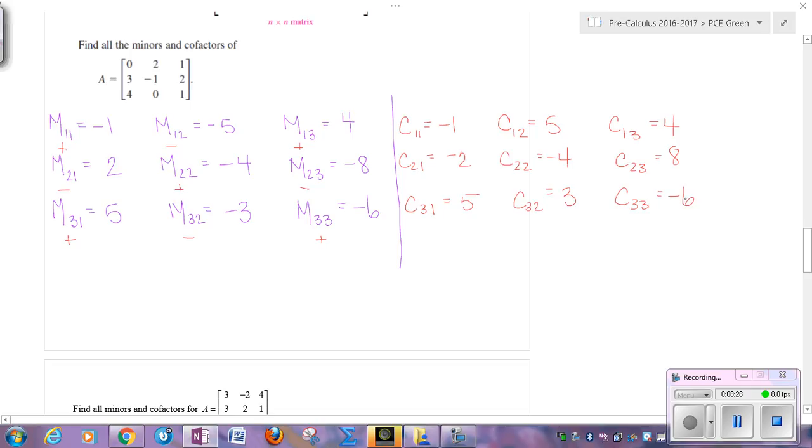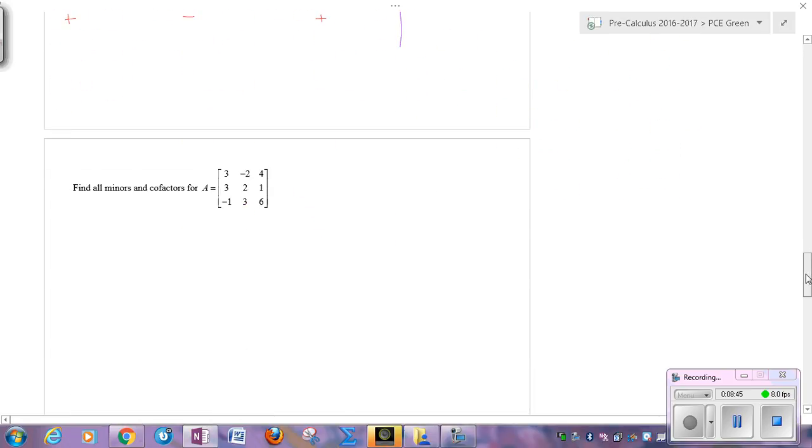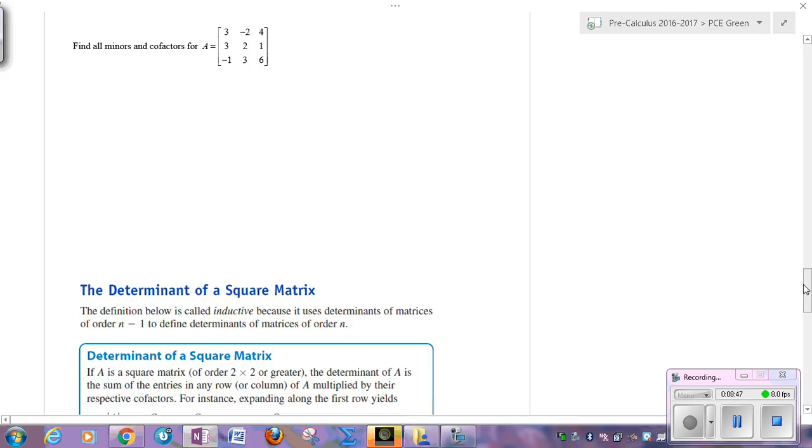Now you need these cofactors in order to help you find the determinant. Okay, and there is a shortcut. When you go to look for the determinant, you don't have to have all of the minors and all of the cofactors for a 3x3. Okay, so now on the next page, it wants you to find all the minors and the cofactors.